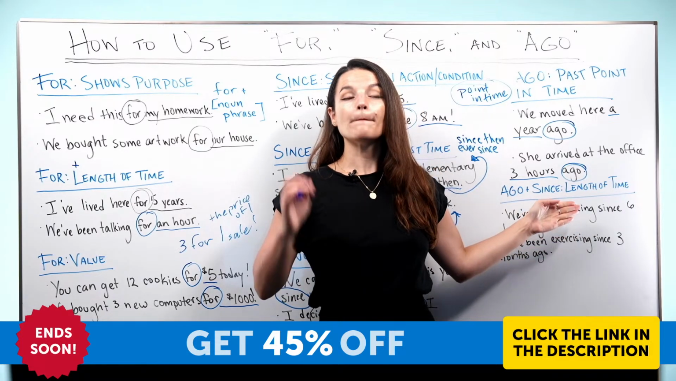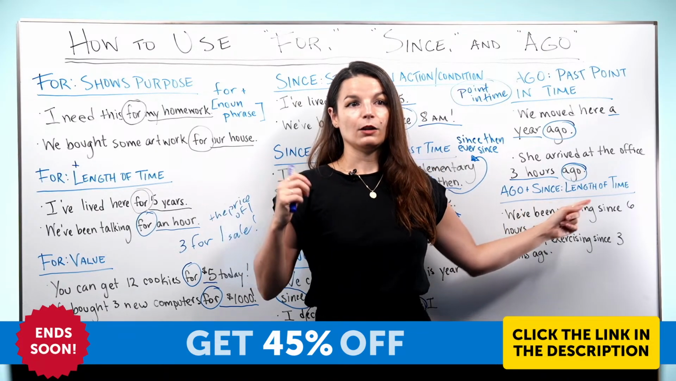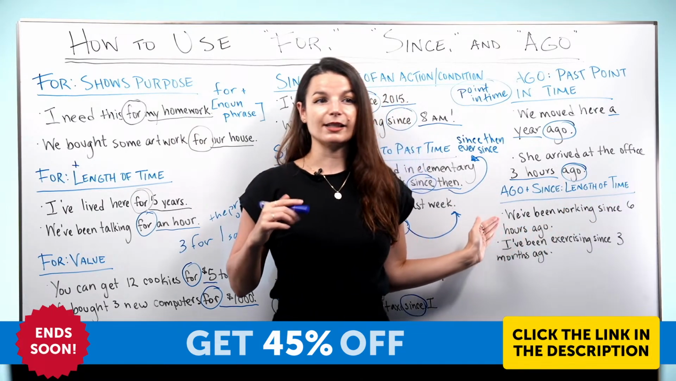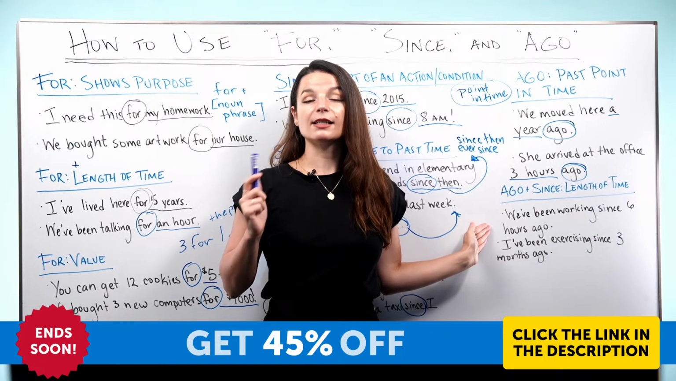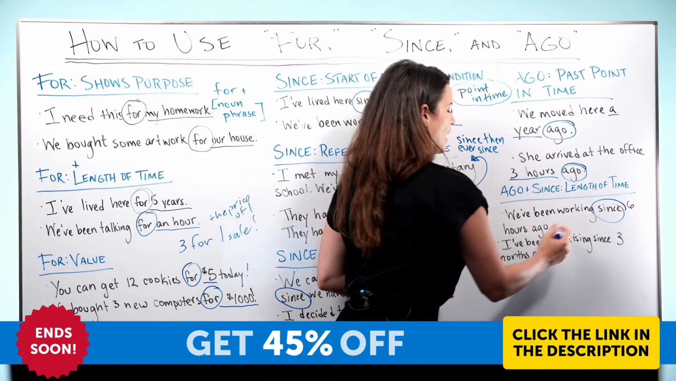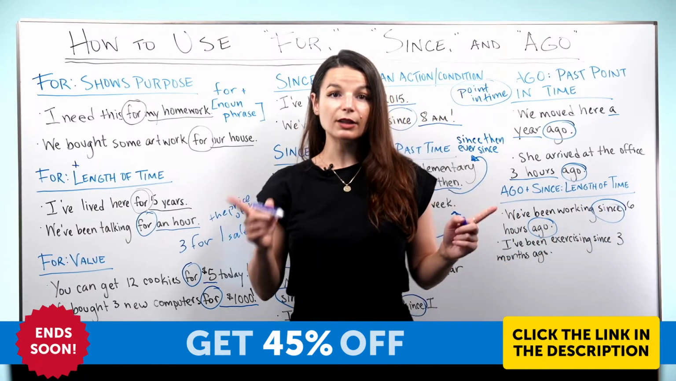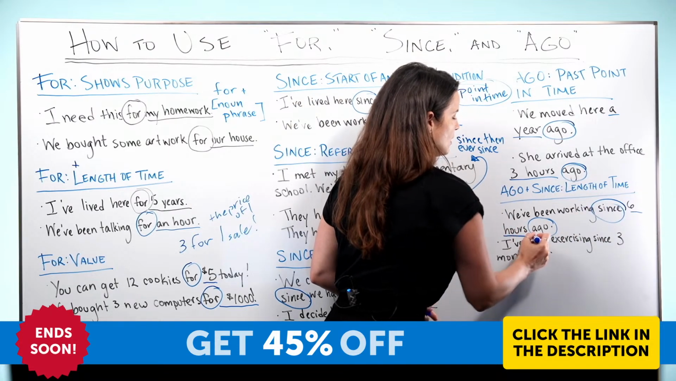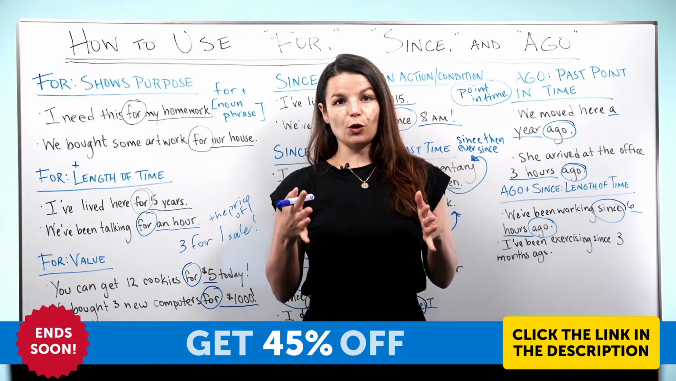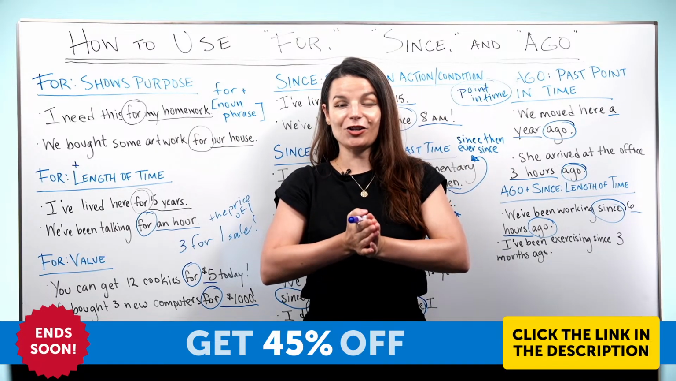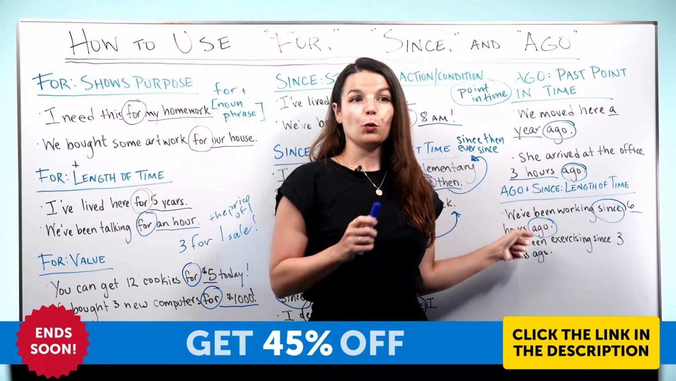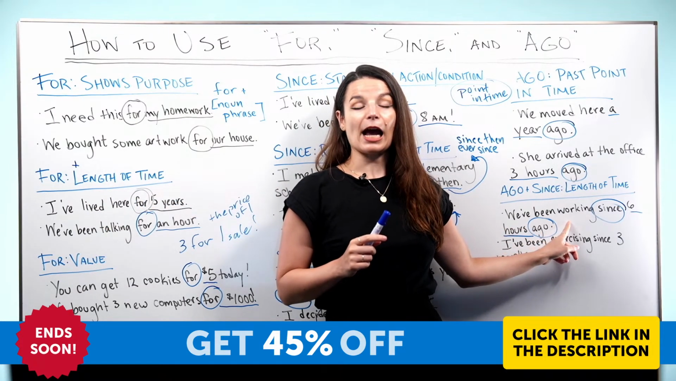So ago plus since, okay? Plus a length of time, or rather to show a length of time. So let's look at these sentences. We've been working since 6 hours ago. So in this sentence, we combine since and ago in this one. Plus, we have a length of time. Since 6 hours ago. Okay, so this shows the start point of an action and shows it's continuing. This sentence shows a lot of things. We've been working since 6 hours ago.